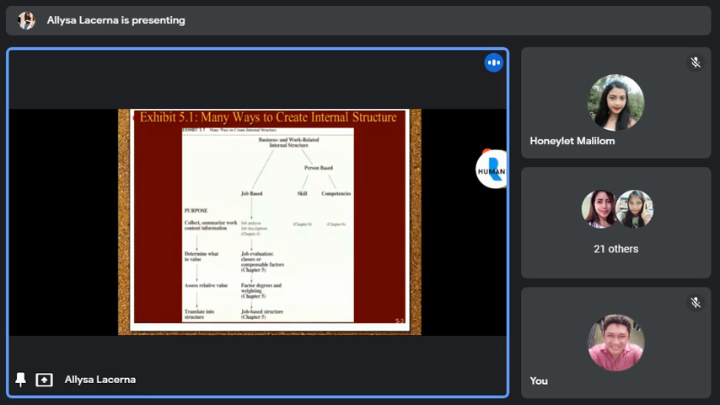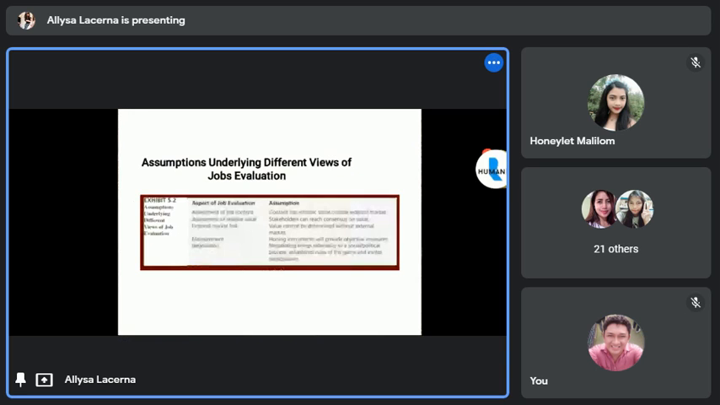By the way, in addition po sa purpose, natutulungan po nito yung organization work toward its goal, ensuring smooth and efficient functioning. So, ayan po yung karagdagang purpose nitong internal structure na ito. So, let's see what's on the next slide.